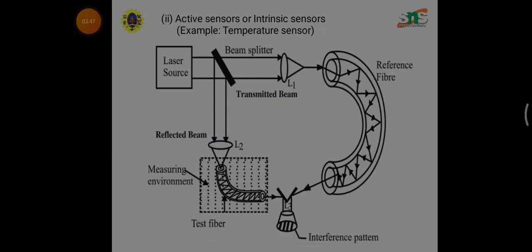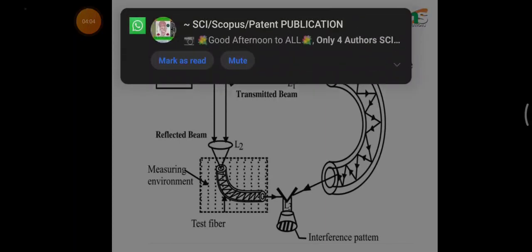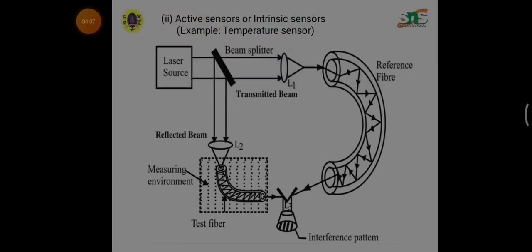With respect to the direction of the laser beam, two fibers are placed: the reference fiber, which is isolated from the environment, and the test fiber, which is kept in the environment to be sensed. Separate lens systems are provided to collect the beams. A monochromatic light is emitted from the laser source.